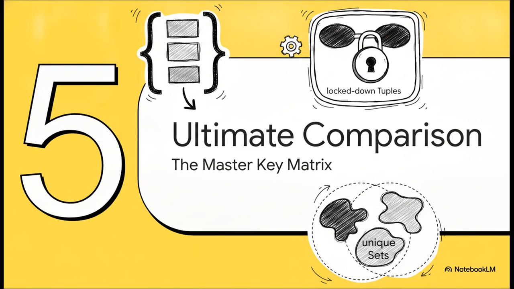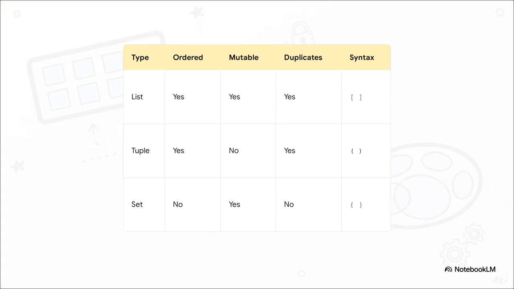All right, Section 5, the ultimate quick comparison. We've explored the changeable lists, the lockdown tuples, and the unique sets. Now it's time to bring all three of these data structures together side by side for the ultimate showdown. So the crucial point is this master key matrix right here.